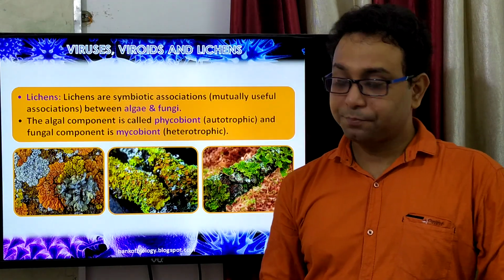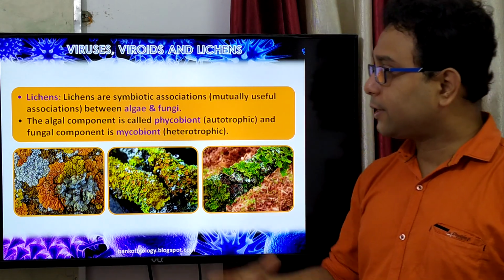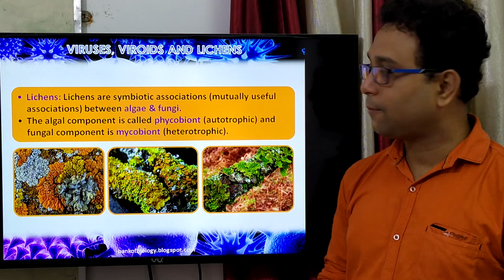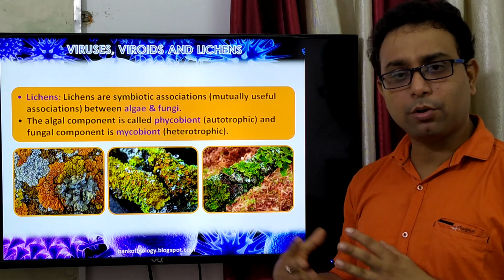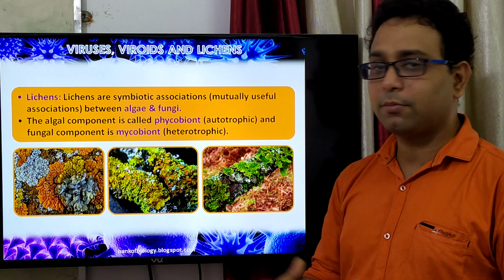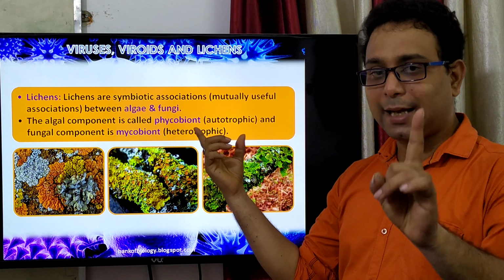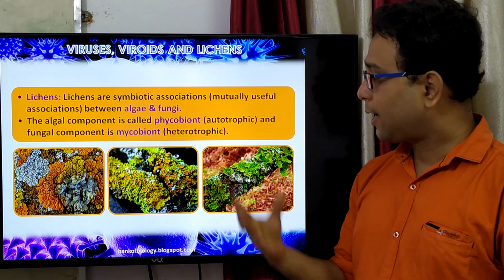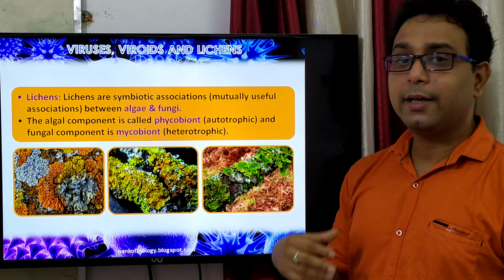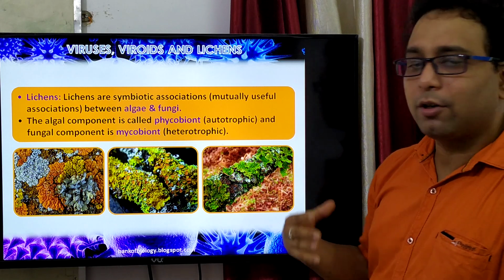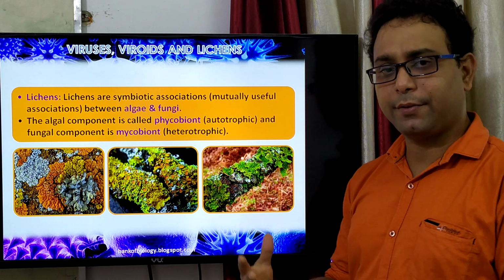Now I go to our last topic in biological classification, that is lichens. This is a symbiotic association between algae and fungi, where both organisms are benefited. Algae are benefited, fungi are also benefited. The algal component is called the phycobiont because algae are autotrophic in nature. And the fungal component is called the mycobiont. Mycobiont means heterotrophic. Heterotrophic means they cannot produce their own food. So how are they dependent on each other, and how are they benefited?